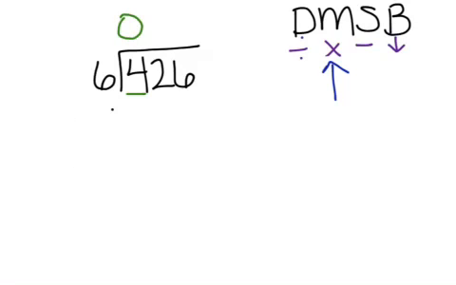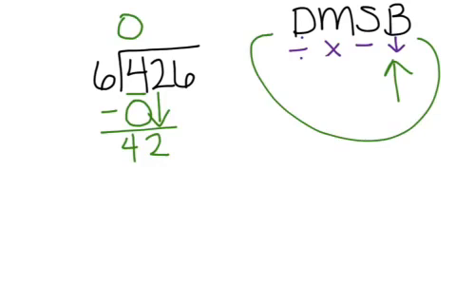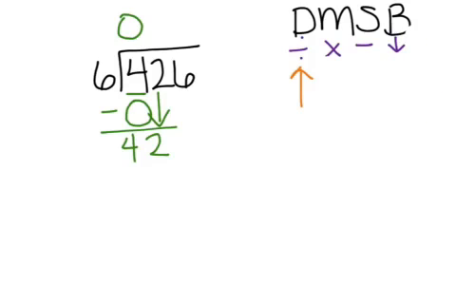Next, I'm going to multiply. 0 times 6 equals 0. Now I subtract. 4 minus 0 equals 4. Next, I bring down the next digit in the dividend, which is a 2. And the steps repeat. First, I divide.